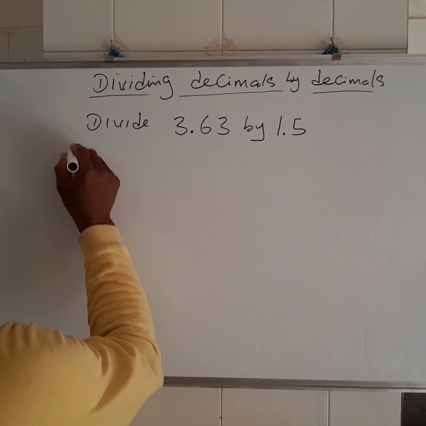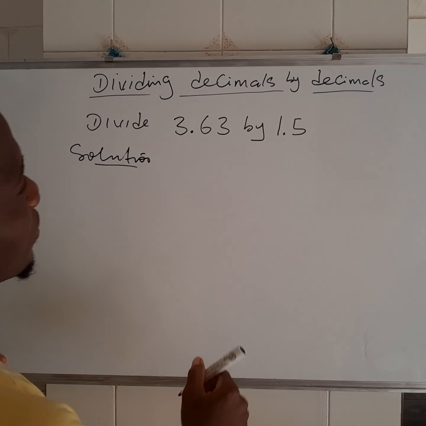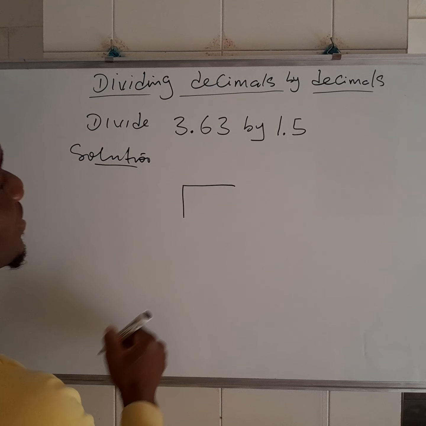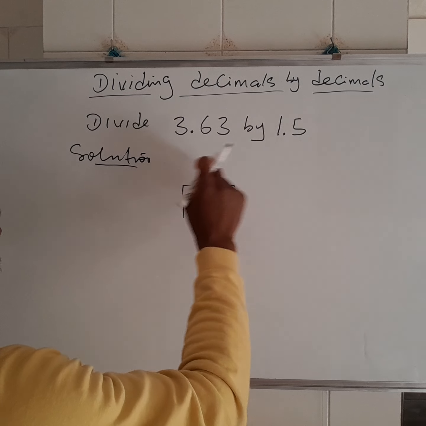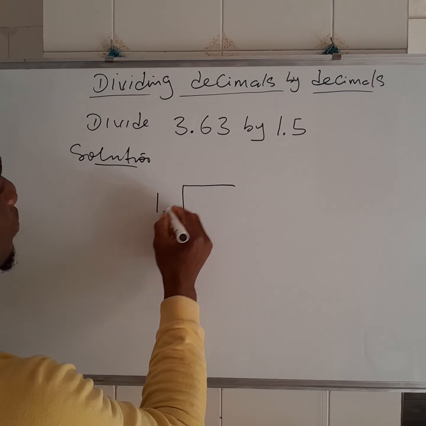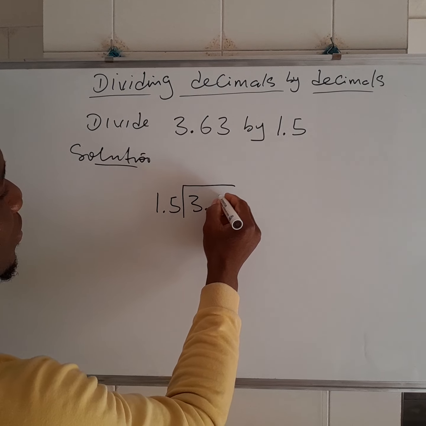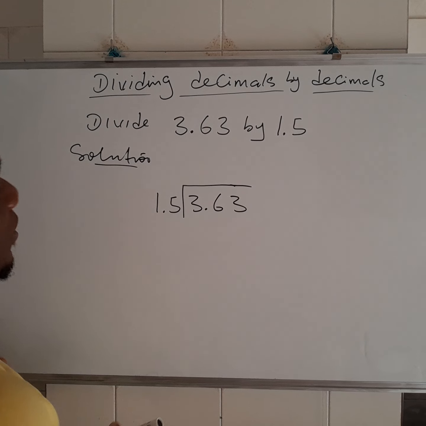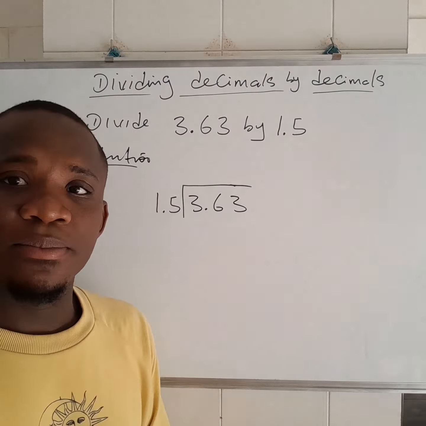So from here, solution. We always put solution because there must be solution, okay? So you remember your long division sign. This is called the divisor, and this is your dividend. So your divisor should be what? Outside. And your dividend inside, okay? Before you divide, you make the divisor a whole number, all right?